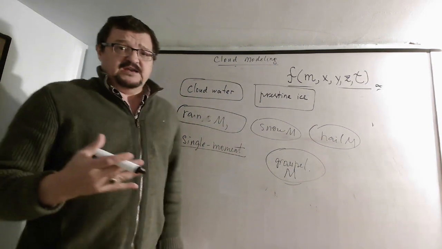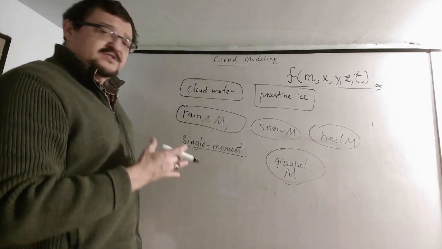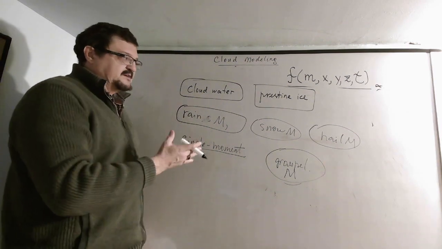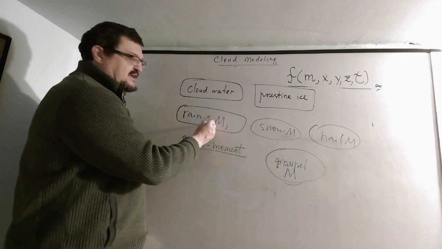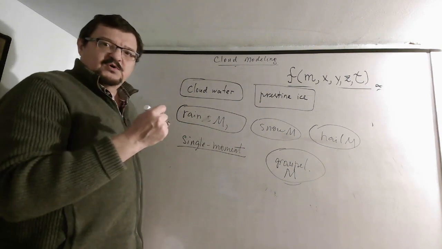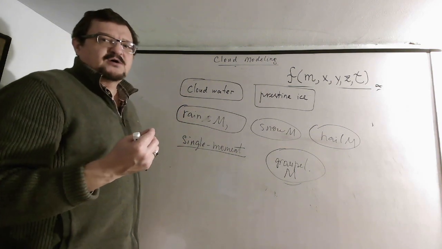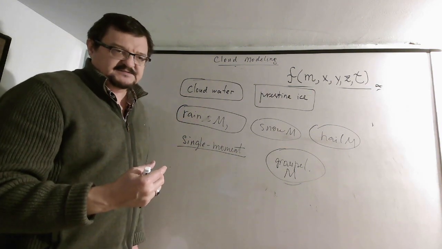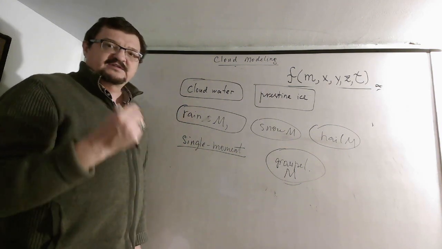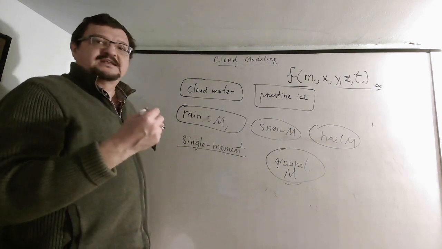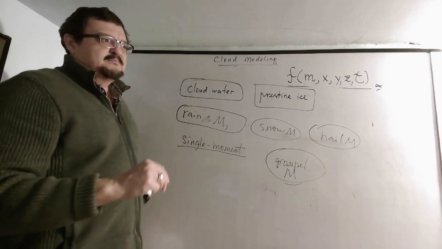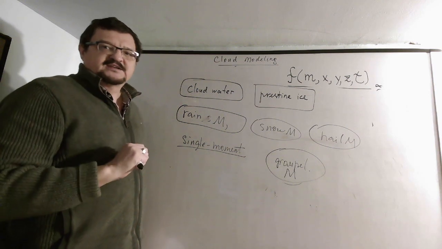And of course, it's very simple, but it's not very realistic, because if you know only mass and you don't know the concentration of those particles, then you have no idea about the average size of those particles. And if you don't know the average size, you have no idea how fast they fall, because particles of various sizes fall very differently.